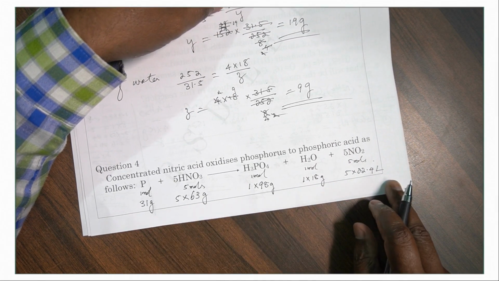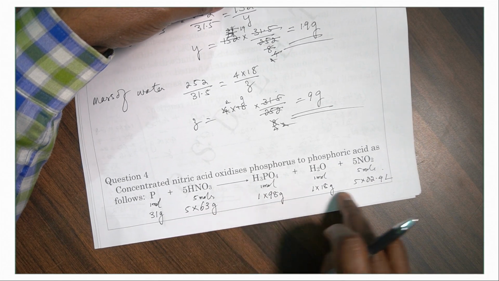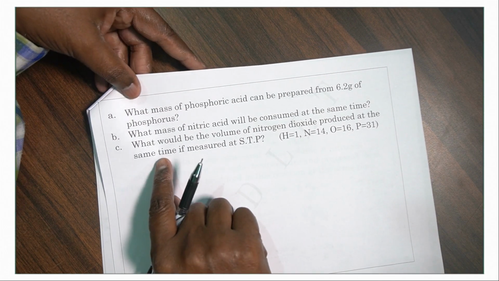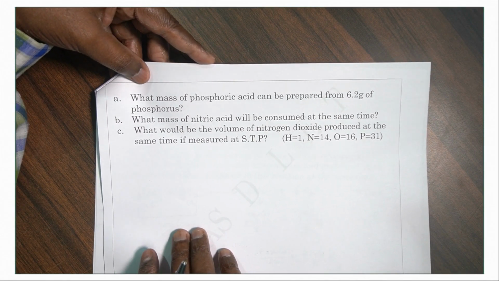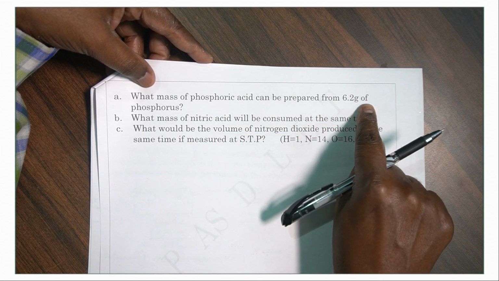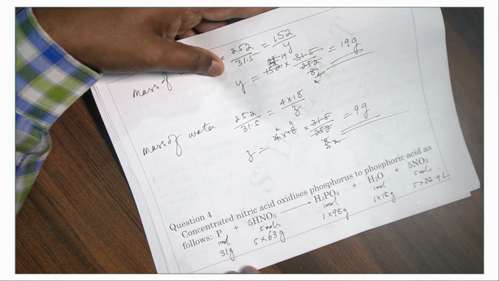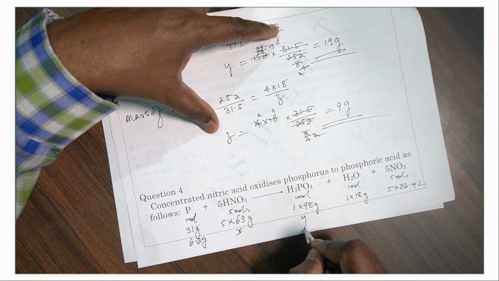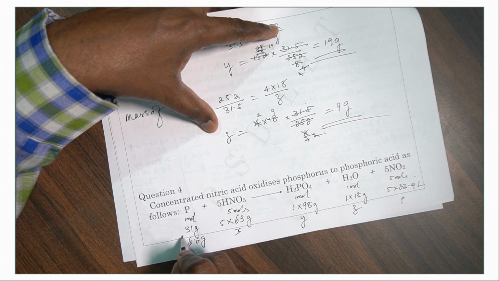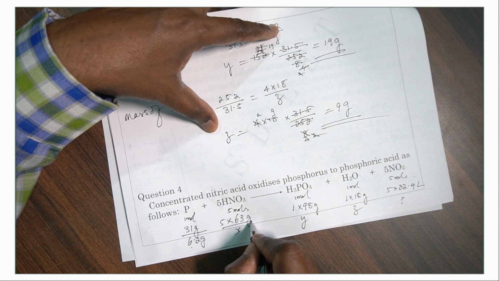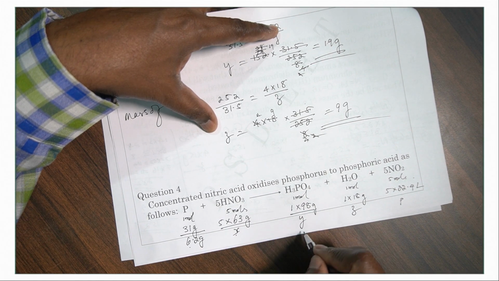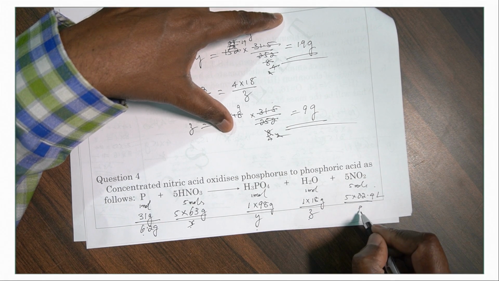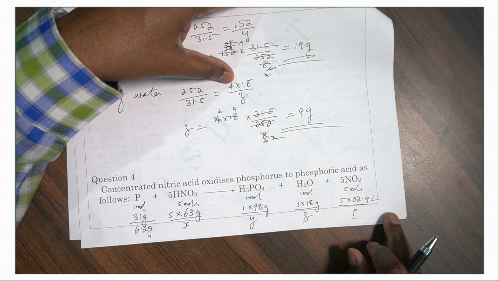So these are the ratios we have. You can sit and calculate how these molecular masses came. I have already shown you, using these atomic weights. Now they are asking for the masses prepared from 6.2 grams of phosphorus. So this is X, this is Y, this is Z, and this is P. So 31 upon 6.2 is equal to 5 into 63 upon X, equal to 1 into 98 upon Y, equal to 1 into 18 upon Z, equal to 5 into 22.4 upon P.